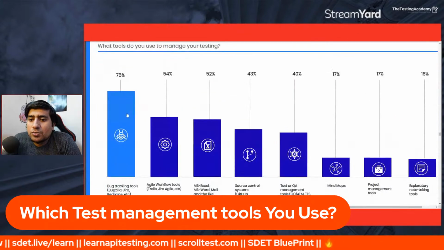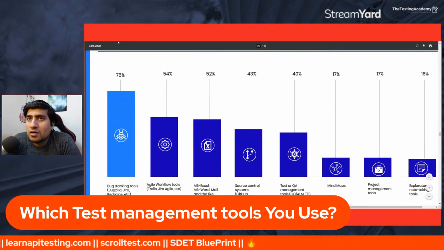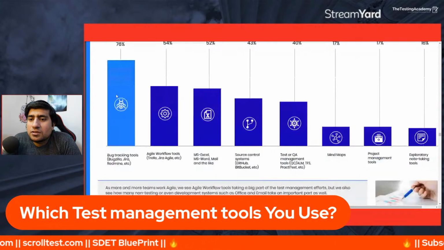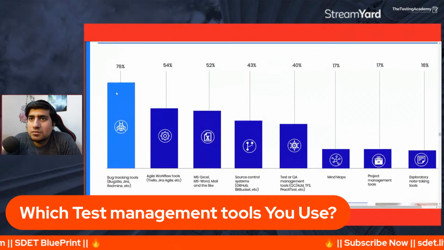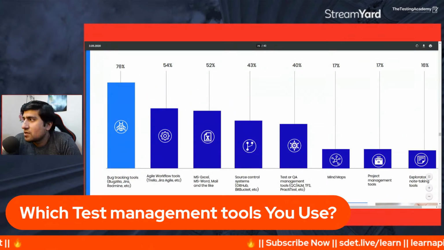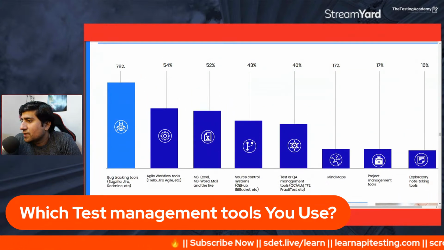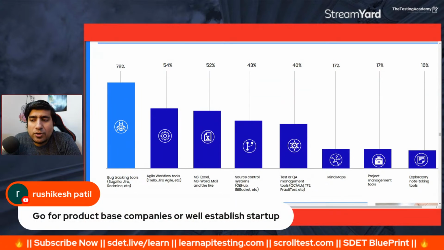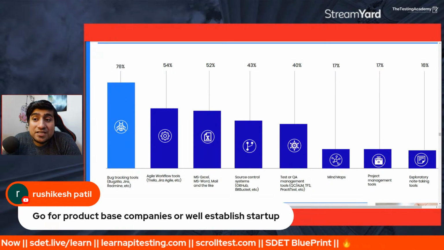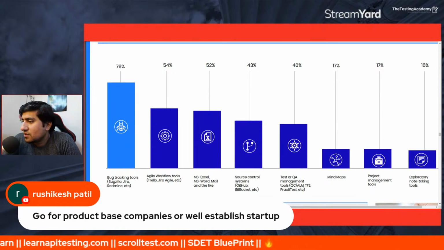Okay, test management tools. Yes, awesome. Let me make it like this. I think that's good. Yes. Which one are you guys using? Okay. Go for the product-based companies or well-established startups. Very well answered, I think.